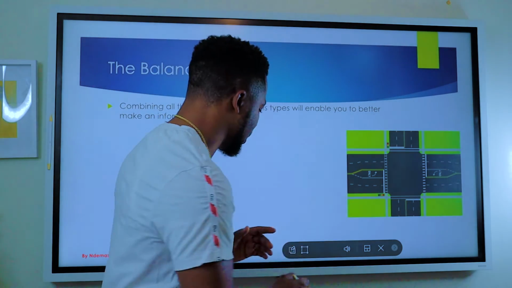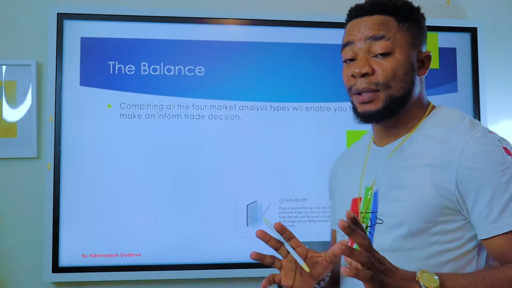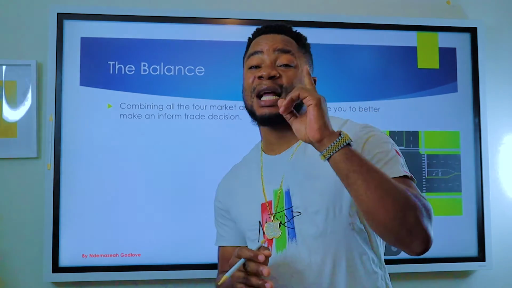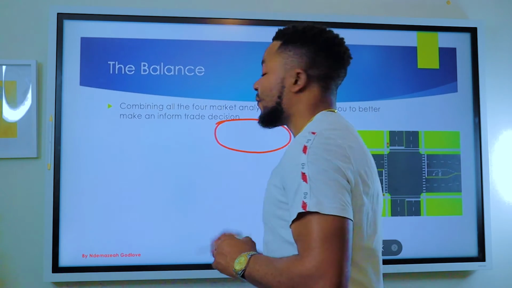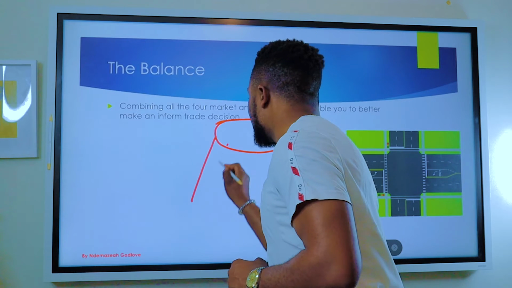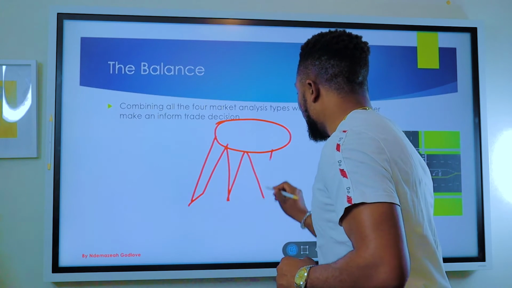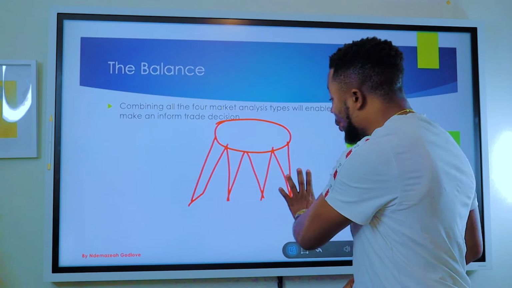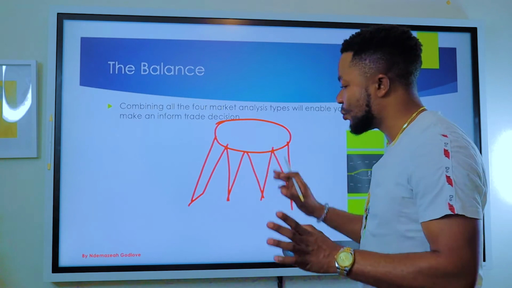Remember, I've already explained the 4 types of Forex analysis, and none of this analysis stands on its own. They all go as a pair. It's like a chair that has 4 legs. Let's just say this is one leg of the chair, this is another leg, this is another leg, and this is another leg. Without any of these legs, this chair won't be supported.